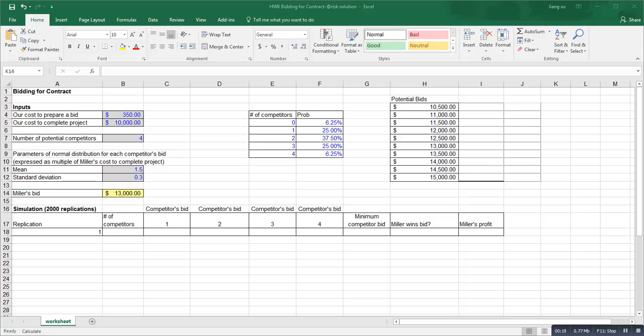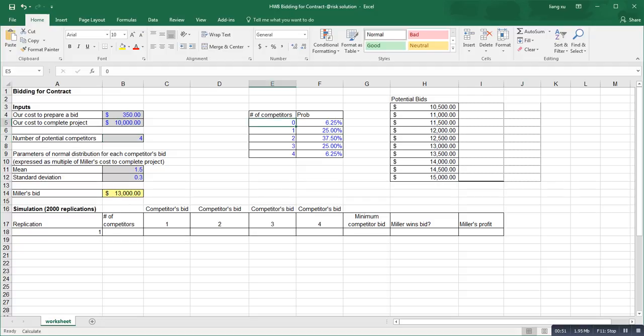First things first, Miller's Construction is trying to bid for a government construction project. The cost for this company to prepare a bid is $350, and the cost to complete the project is this amount. It's not a very competitive market, but there are a few potential bidders, and the number of competitors fluctuates, but they will not all bid for this project.